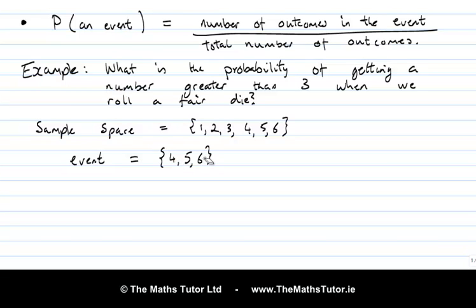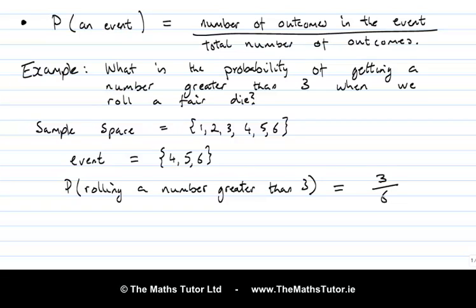And how many outcomes do we have in total? 6. So the probability of rolling a number greater than 3 is 3 divided by 6, and that's equal to a half. Let's look at one more example.